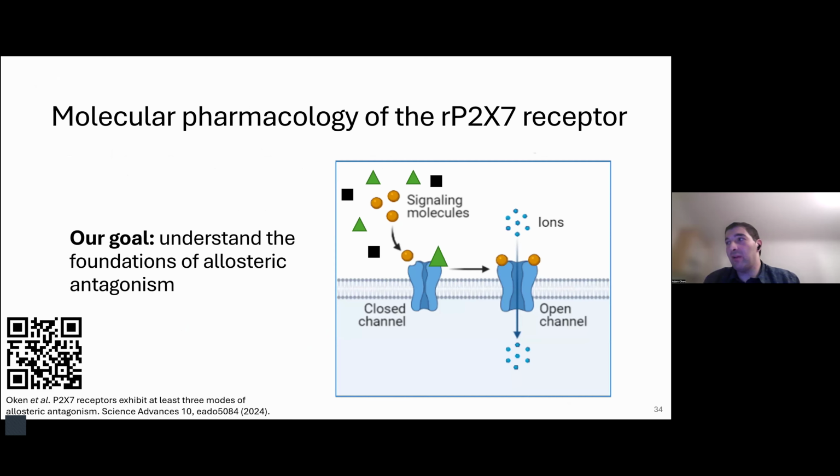So the third story I want to tell you about is about allosteric antagonism. And this story was published at the end of last year. So if you want to know more about allosteric antagonism in P2X7 and that excites you, go ahead and read the article. But here, our goal is to use electrophysiological, biophysical, and structural approaches to understand allosteric antagonism for the P2X7 receptor to guide development of novel therapeutics.